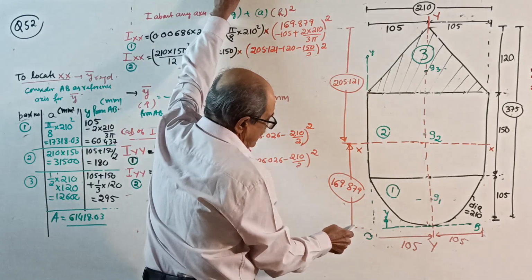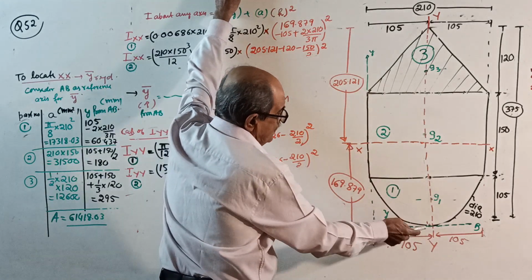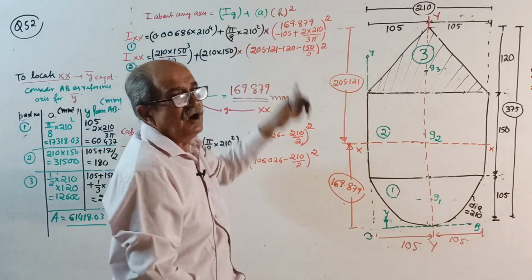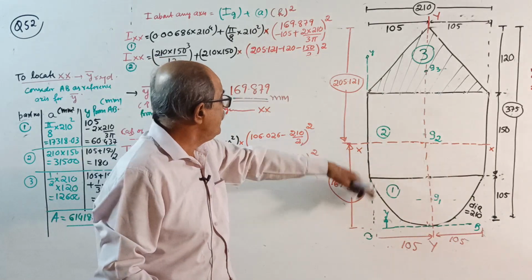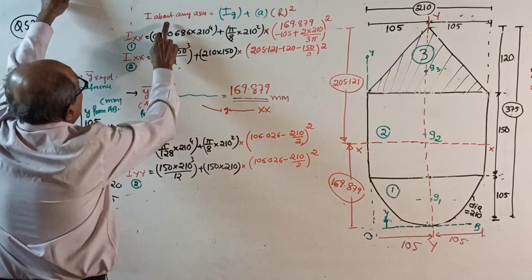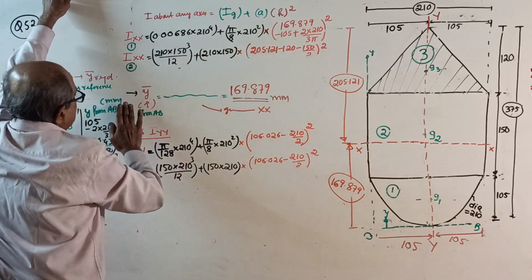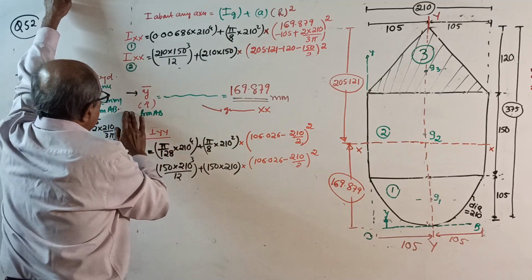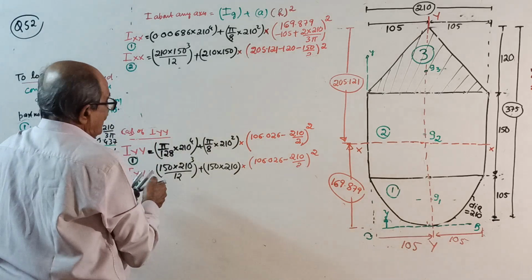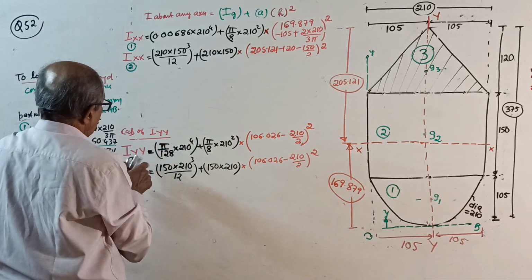See, 169.87 is 105 plus 150 by 2 is how much? 180. So little before, right, over. Now, calculation of I, moment of inertia. Write all the statement. I about any axis equal to what? Usual statement. IG plus A square, all you write yourself only.